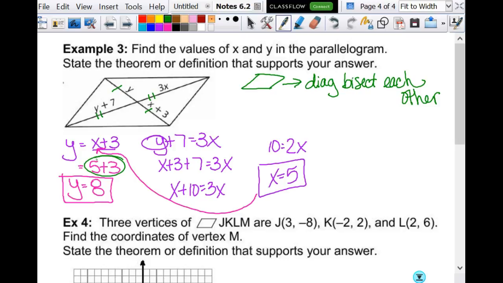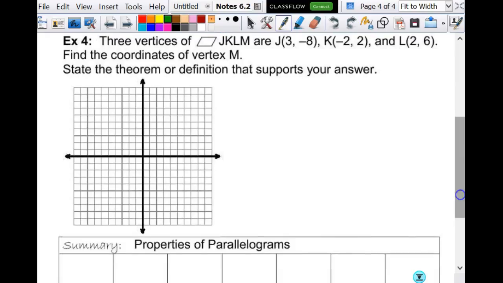Okay. All right, so then this next one says, 3 vertices of parallelogram JKLM are these 3 points. Find the coordinates of vertex M and state the theorem or definition. All right, so let's start by plotting these points. So you'll just go ahead and do that.